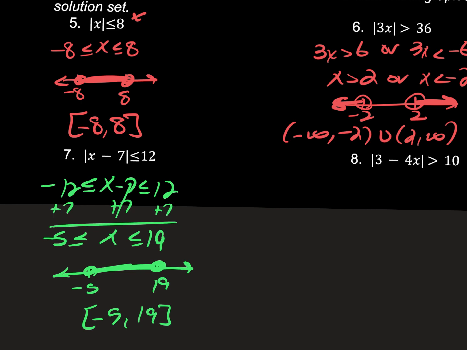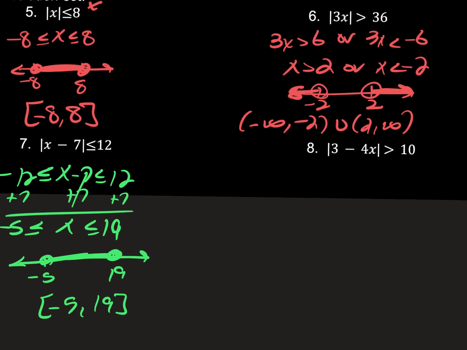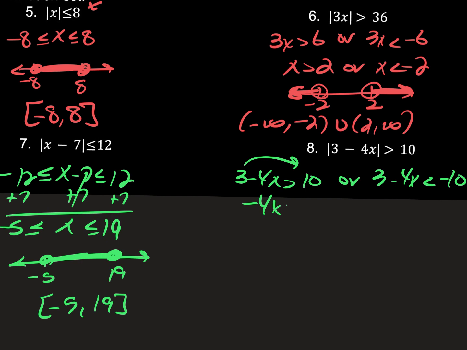Number 8 is a greater than, so I'm going to say 3 minus 4x is greater than 10, just like it says, or 3 minus 4x is less than negative 10. You got to solve both sides. So I'm going to move the 3 over. That gives me 7. Divide by negative 4. Ooh, divide by negative 4. Sign flips. Makes it less than negative 7/4.